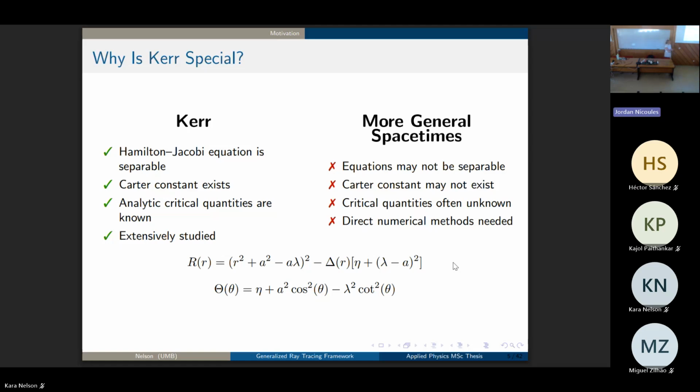So we do not have a Carter constant in our framework, and we're not assuming any separability. You can have separability, but one of the goals of this is not to. So yeah, you need some direct numerical methods. You need a new way of doing things where you can't rely on these nice qualities.